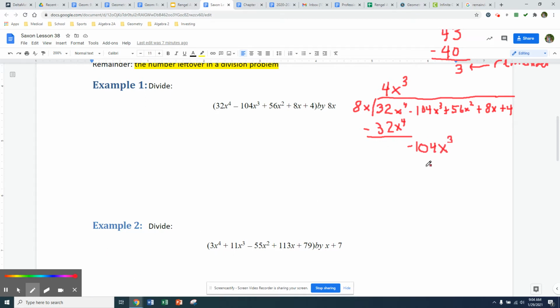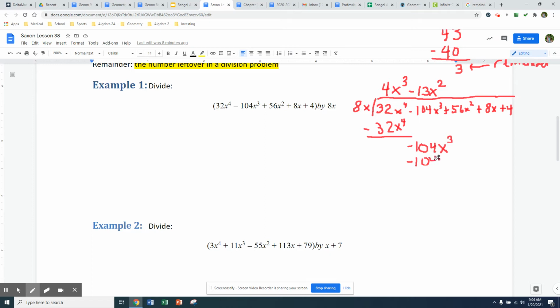Next, I'll look at how I could multiply 8x to get to negative 104x to the third. Well, that's going to be negative 13, because negative 13 times 8 is negative 104, and then an x squared. Something you'll notice as you're building your quotient is you're just going to start counting down by 1 degree. And really, then you're just dealing with the numbers. How can I get 8 to get to negative 104? Which was negative 13.